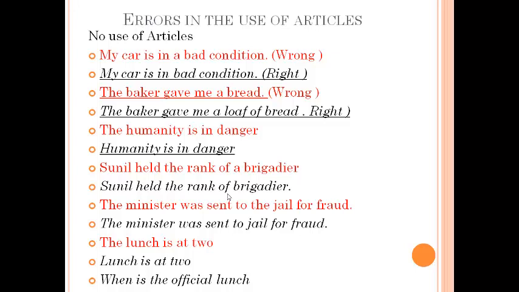Next one, the article should be omitted before meals. That's why here there are two examples where it is omitted. The lunch is at 2, that is wrong. What is the correct one? The lunch is at 2 is wrong, but the correct one is lunch is at 2. But the exception is when it is a special lunch, or where there is a special occasion, then we can say the.